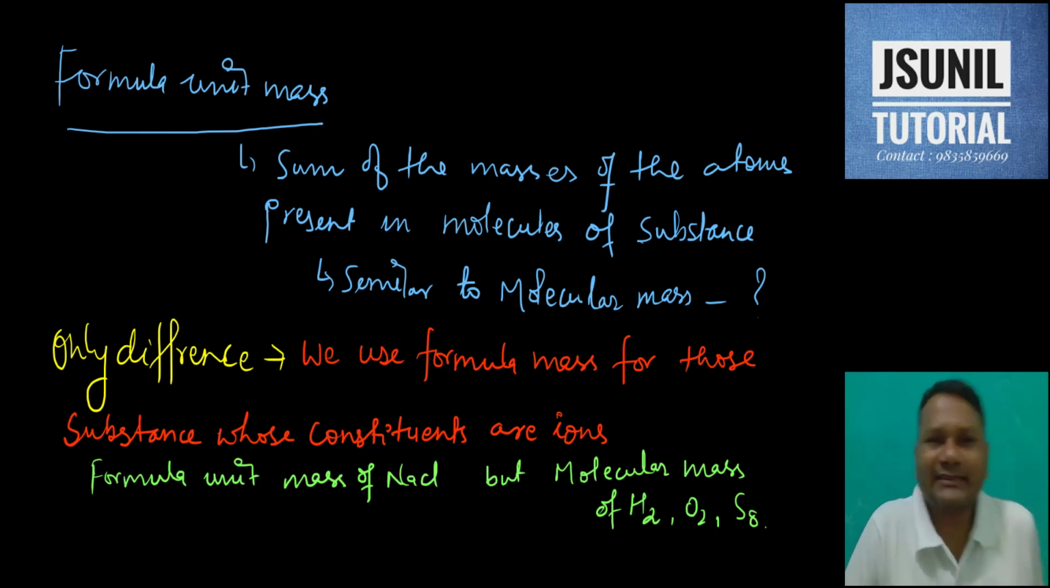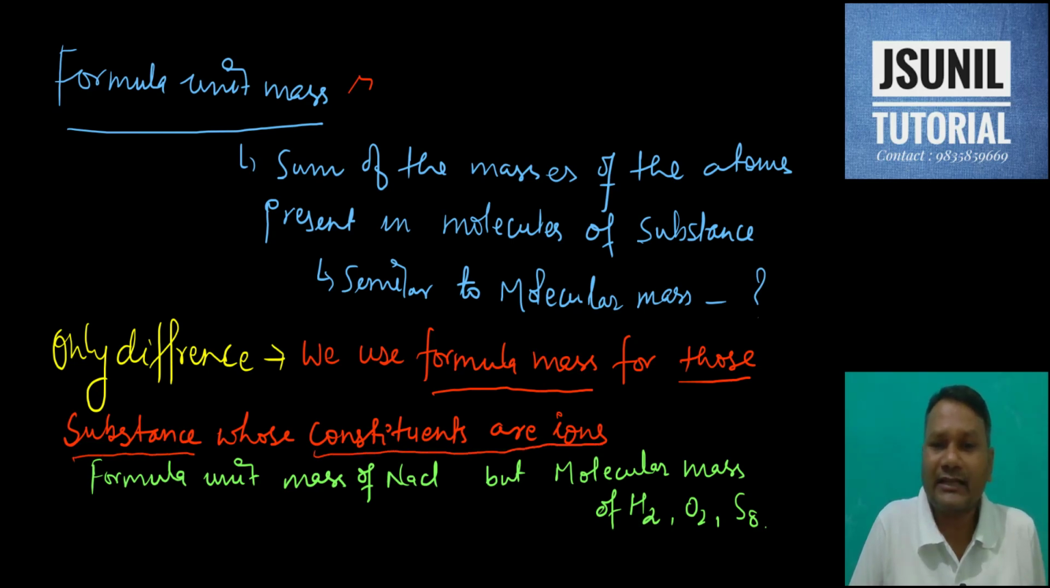Now, a special thing that we should take care of is the formula unit mass. Formula unit mass is similar to the molecular mass, but there is a difference. We use the formula mass for those substances whose constituents are ions.